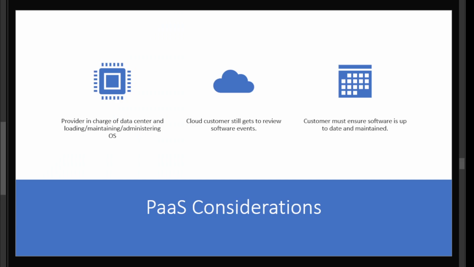So, platform as a service considerations. Of course, remember, platform as a service means that the provider provides not only the hypervisor, but they also provide the storage space on the platform, and they provide the OS. So the provider, therefore, is in charge of the data center, just like they were in IaaS, and loading, maintaining, and administering the OS. This includes patching and updating.